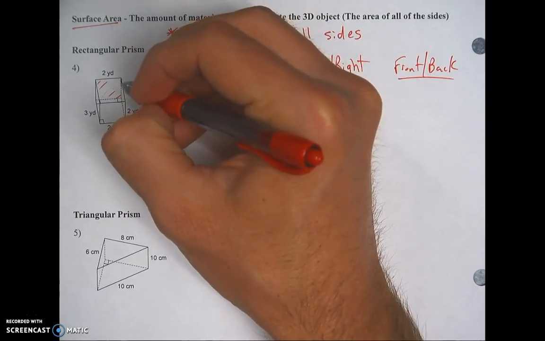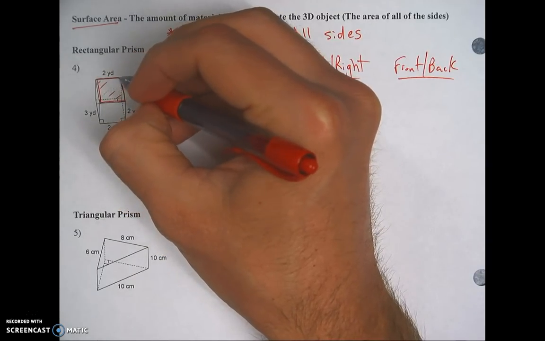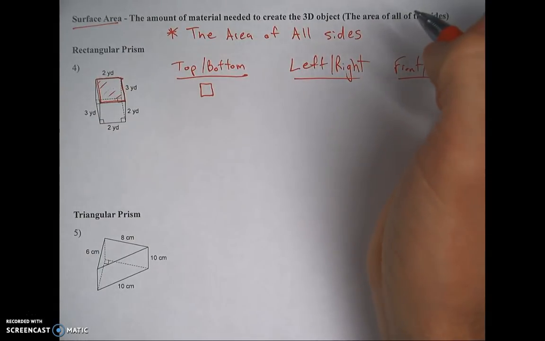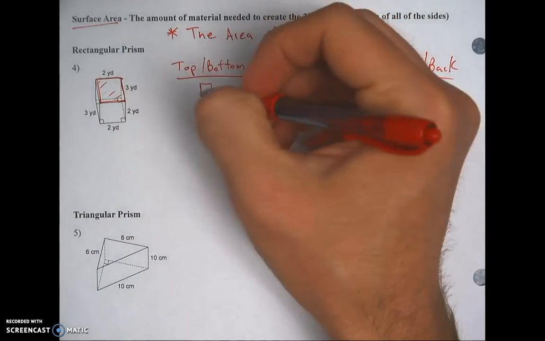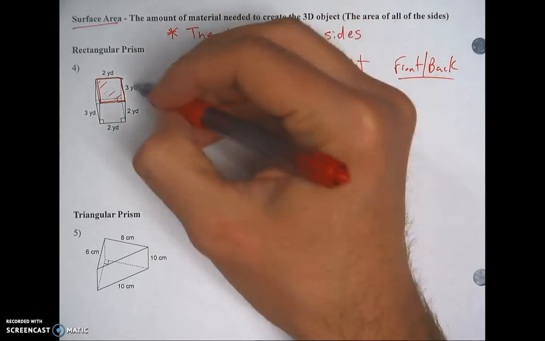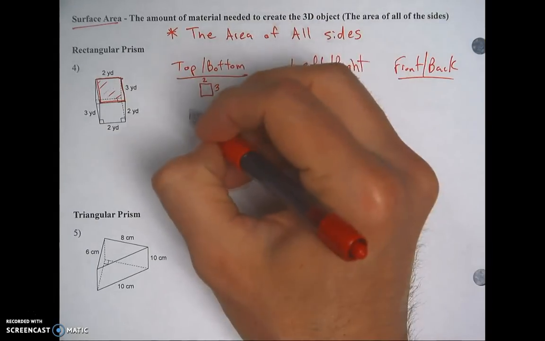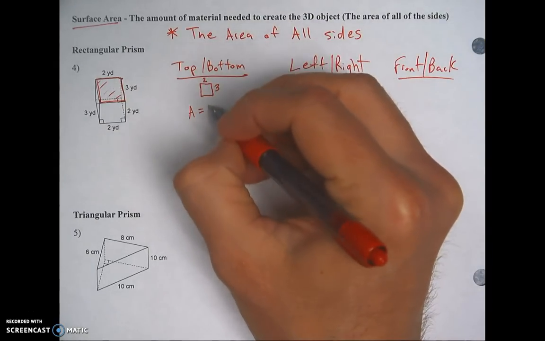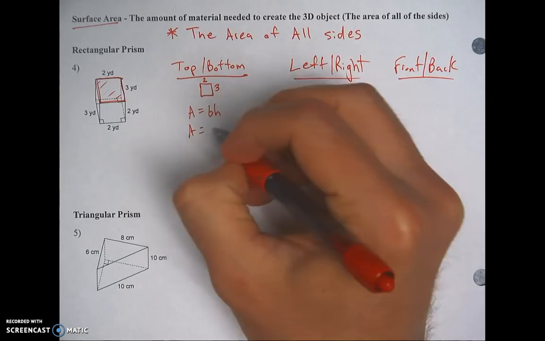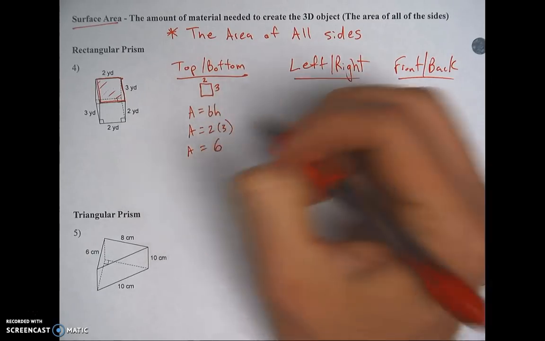So if you trace the top of this three-dimensional box, it looks like this. If we pull that out, this side of it is 2, and this side of it is 3. And so area for this rectangle is just base times height. So it's just 2 times 3. And so the area is 6.